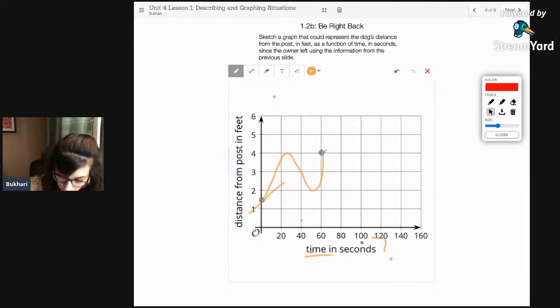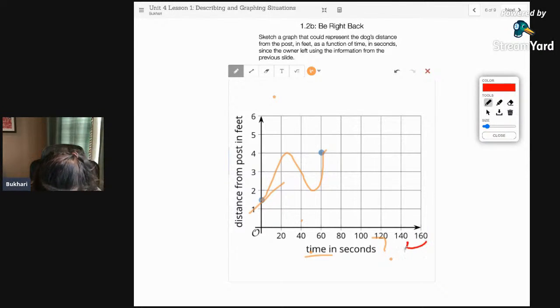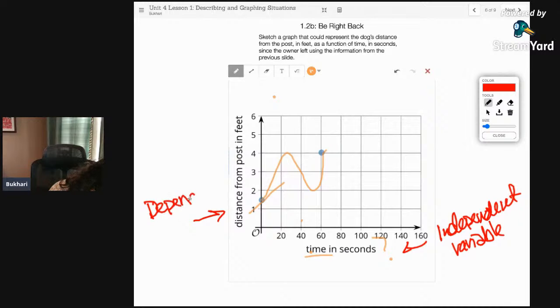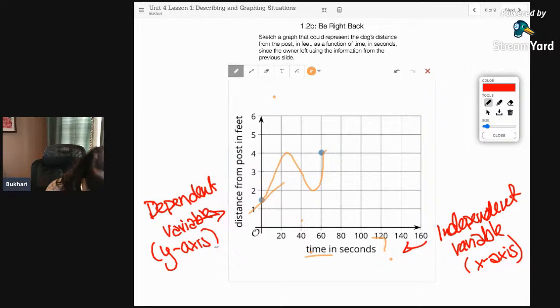If time here is my independent variable, my x-axis is my independent variable. I know the time, and my result is the distance, the dependent variable. My independent variable is always on the x-axis. My dependent variable is always on the y-axis. What am I inputting? Input your x, get out your y. And we'll talk about more of that tomorrow as well. But you could see that in the table. I'm inputting an x value and I'm getting out a y value.